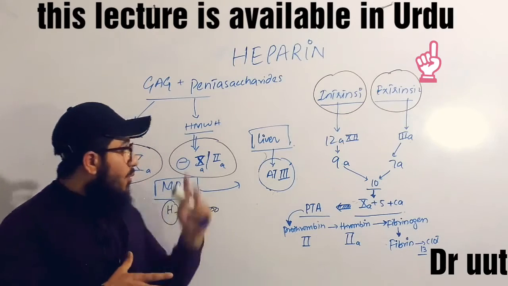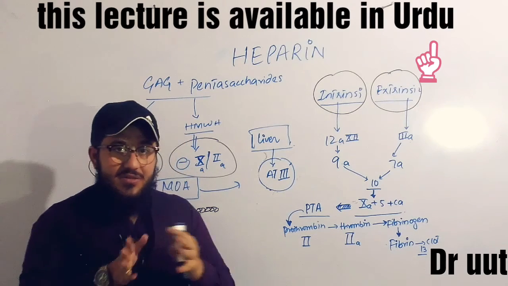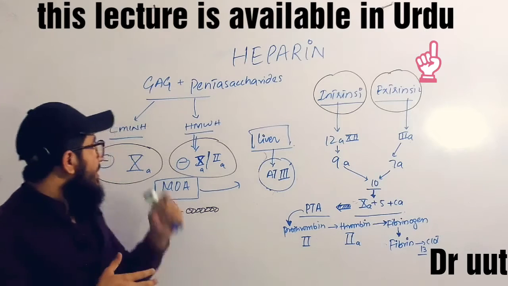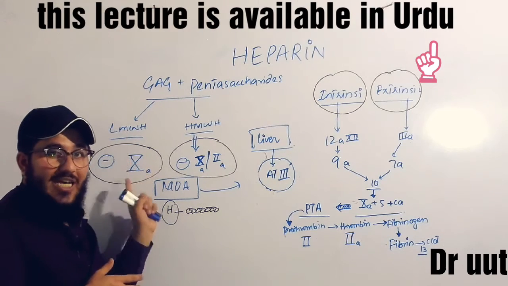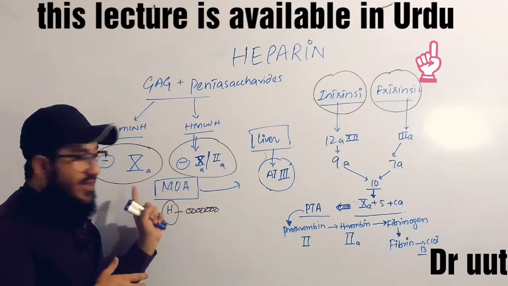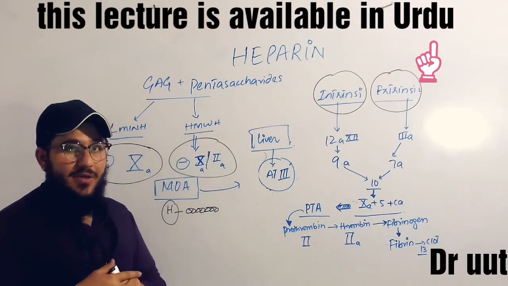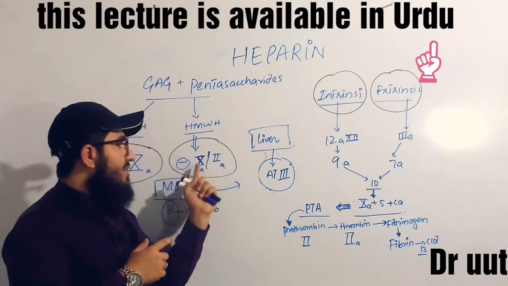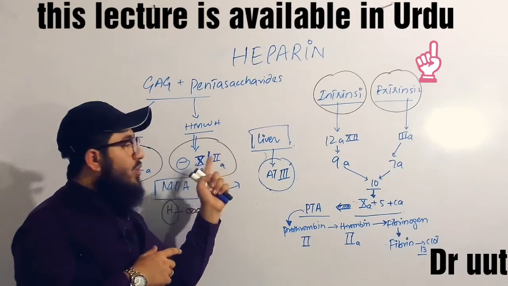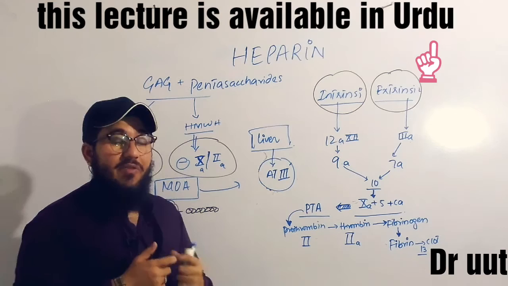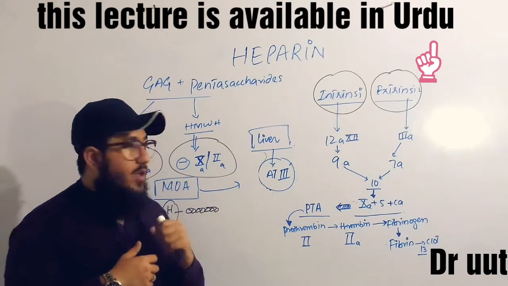So then both of them have got different jobs. The very first one is low molecular weight heparin. It will inhibit the factor 10. Which factor? Activated 10. And high molecular weight heparin is going to block the factor 10A and 2A. By A we mean activated factor 10 and activated factor 2.